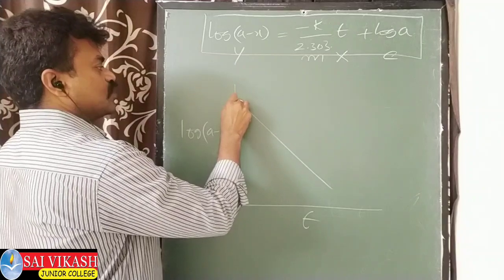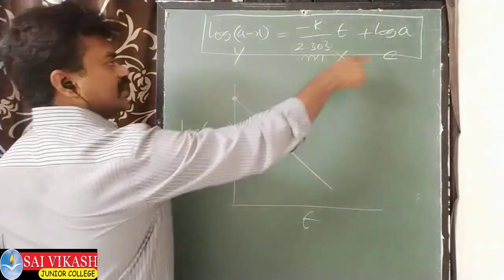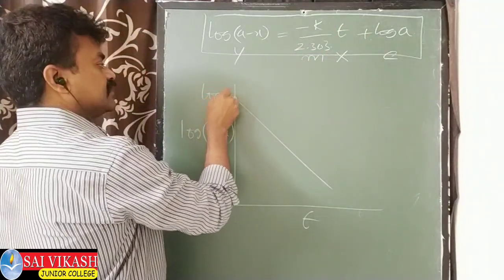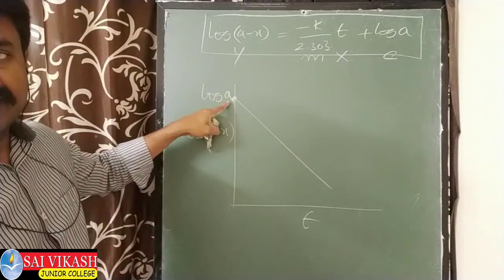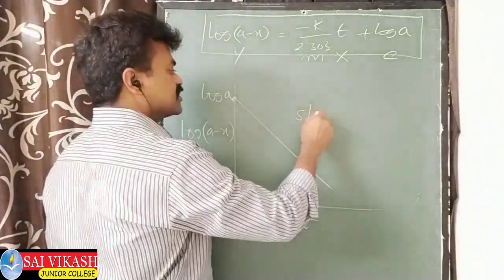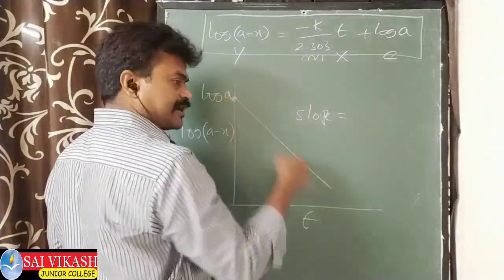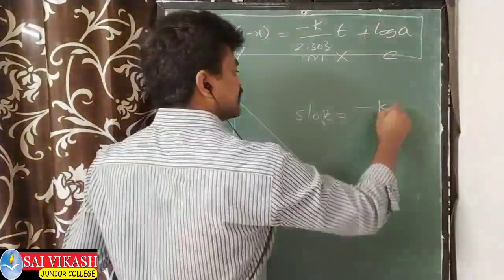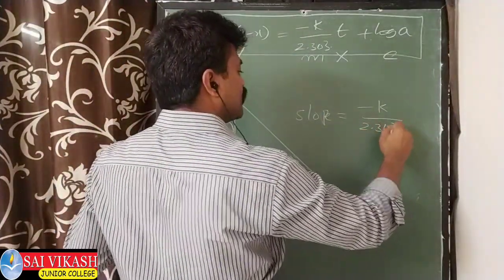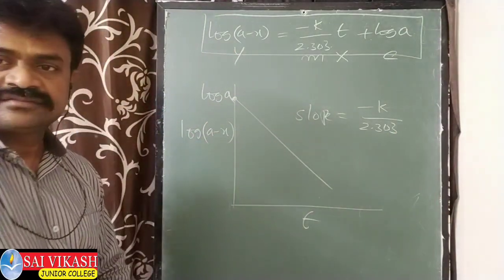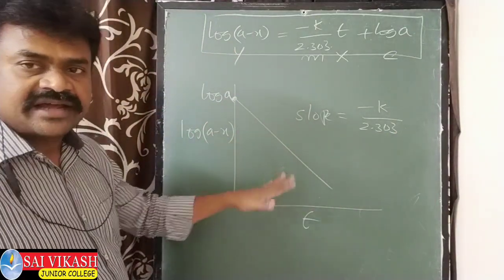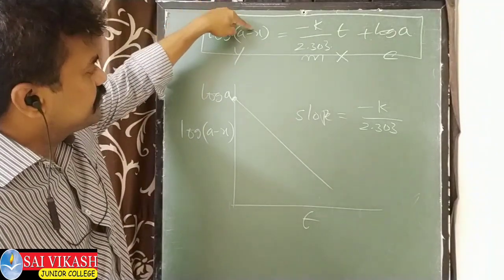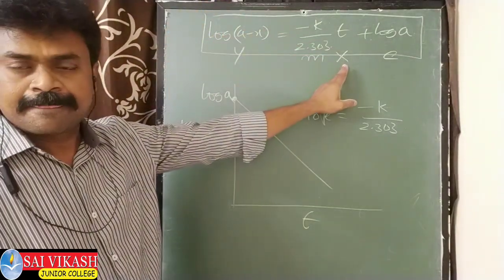This is the y-intercept. How much is this point? ln a means log a. Yeah, at this point we are getting log a. So what is the slope here? Negative slope. That's why the graph is coming down. How much? Minus k by 2.303. Yeah, this is the graph if you draw log of a minus x versus time.